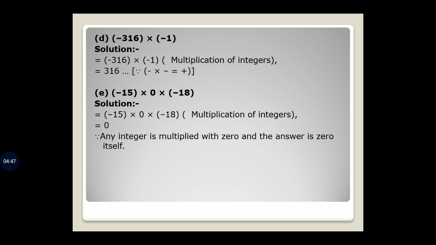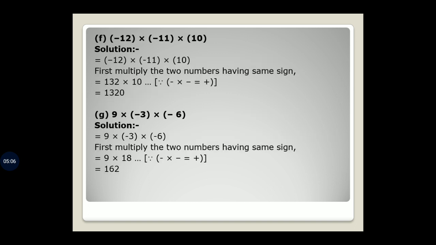Next, minus 15 into 0 into minus 18. Here the solution for this problem is minus 15 into 0 into minus 18 gives you 0, because any number or any integer multiplied with 0, the result is 0. Let us move on to the next problem.